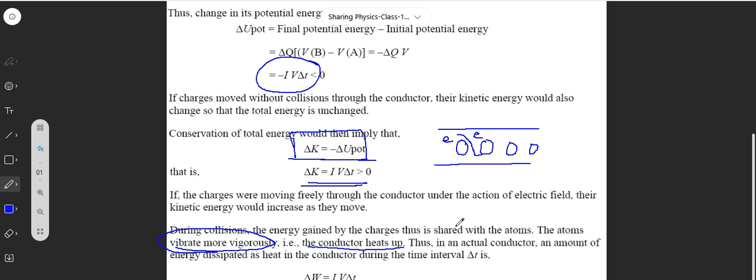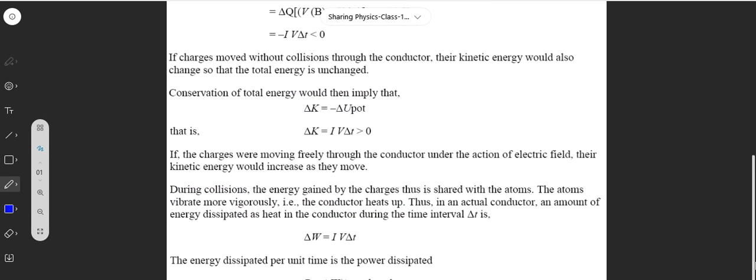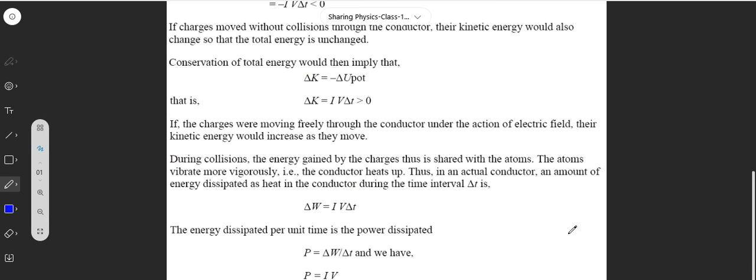That means that whenever it is doing work, the energy which passes through will be dissipated, lost in the form of heat. Lost in the form of what? Heat. So that's what we are trying to do now. Okay, so what is the work done we are going to have? That will be given by the change in potential energy or change in kinetic energy. So obviously it must be given by I into V into delta T.